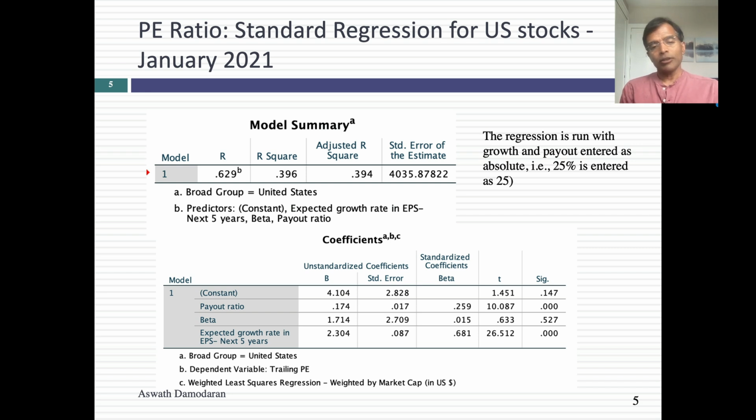The beta is a proxy for risk, and the growth rate is a proxy for growth. You're saying, what do you mean proxy for growth? Remember, there are lots of different ways I can forecast future growth. I can look at past growth, historical growth. I can get expected growth in earnings per share for the next 5 years from analysts, which is what I've used.